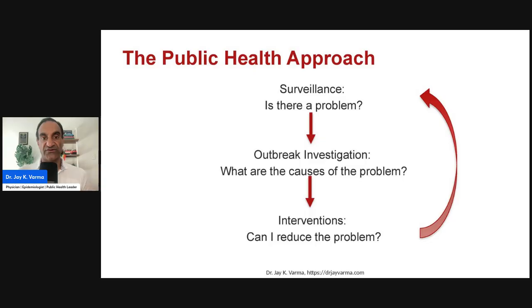So putting this all together, we have what we call the public health approach, which is we first do surveillance to decide, is there a problem? Next, if we detect that there's a problem, we decide what are the causes of that problem, for example, an outbreak. And finally, we develop our interventions and we say, can I actually reduce this problem? And then we go back to doing public health surveillance to say, hey, is our intervention actually reducing the number of people with a certain disease? So there you have it. That is a whirlwind overview of how we detect and respond to infectious diseases.